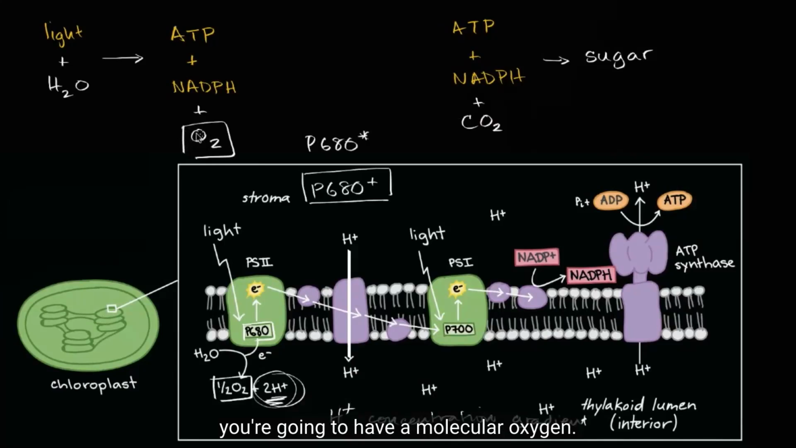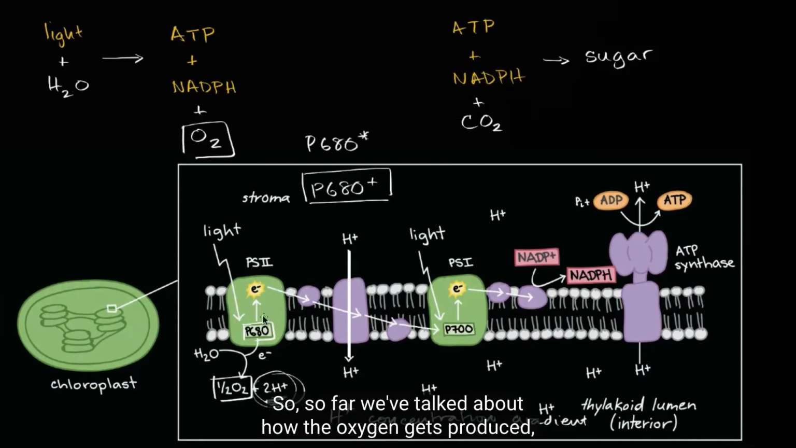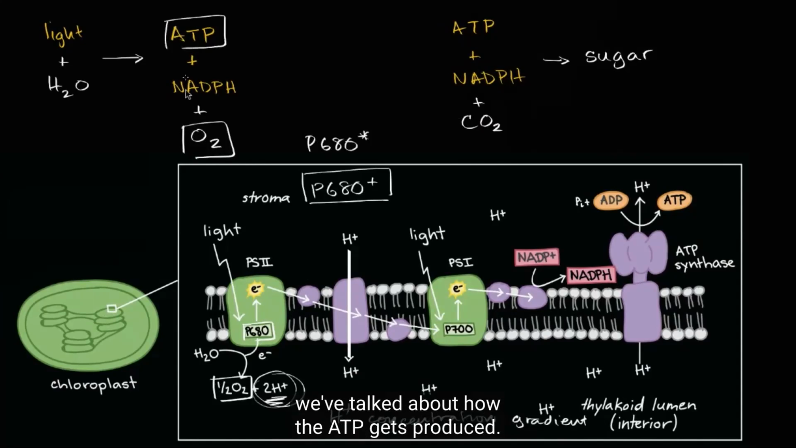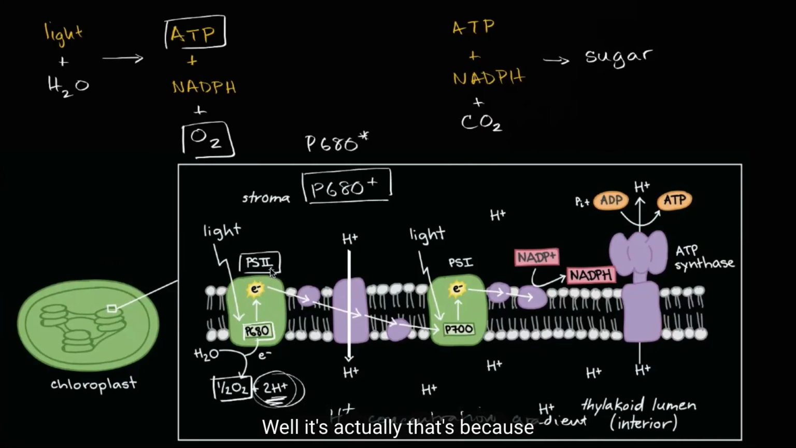So far, we've talked about how the oxygen gets produced. We've talked about how the ATP gets produced. What about the NADPH? Well, we started our process in photosystem 2. You might say, why is it called photosystem 2 if that's where we start? Well, that's because that's the second photosystem to be discovered. You might say, what is a photosystem?